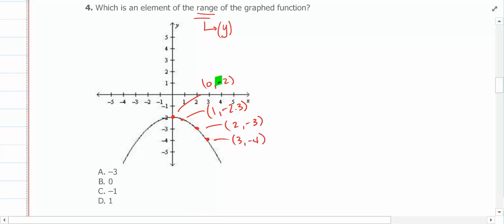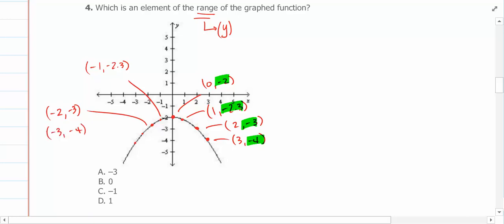What I need you to focus on are the y values for each of these points. If I went to this side of the graph and started listing those same points as well, they would be exactly the same, except our x value has changed. Instead of being at 1, -2.3, this point is at -1, -2.3. And this one appears to be at -2, -3. And this one appears to be at -3, -4. So each of these points, again, represent solutions or parts of the function.